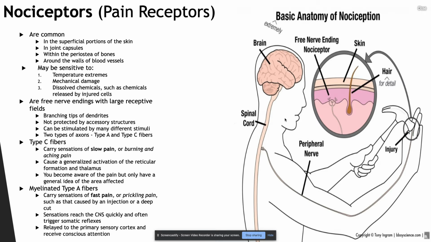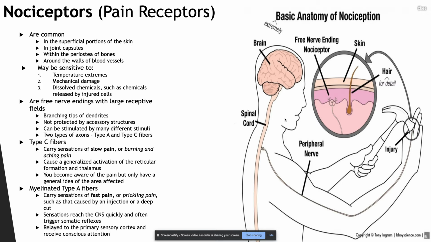Stimulation of the dendrites of a nociceptor causes depolarization, and when the initial segment of the axon reaches threshold, an action potential heads towards the CNS. So, two types of axons, the type A and the type C fibers, carry very painful sensations. Myelinated type A fibers carry sensations of fast pain or prickling pain.